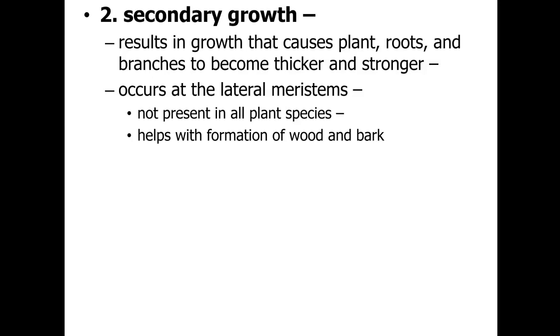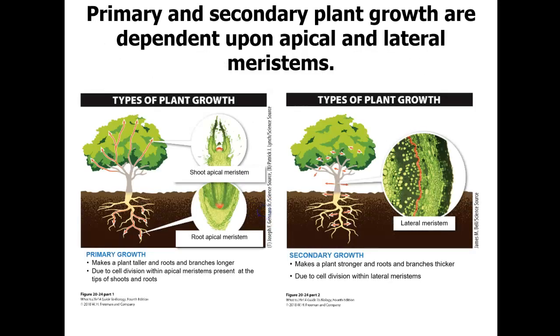It's not going to be present in all plant species, but it's going to help with the formation of wood and bark. So you'll find these in wood and bark trees, or actually trees. And this is just looking at a visual of both primary and secondary plant growth. They're both going to be dependent upon the apical and lateral meristems.